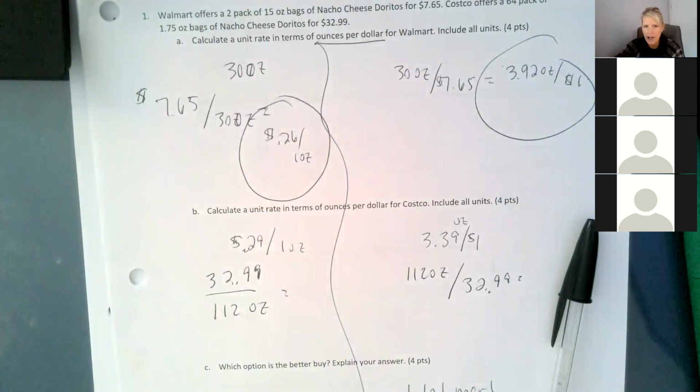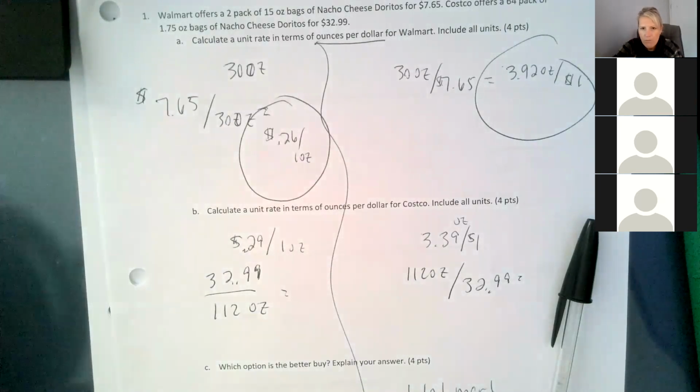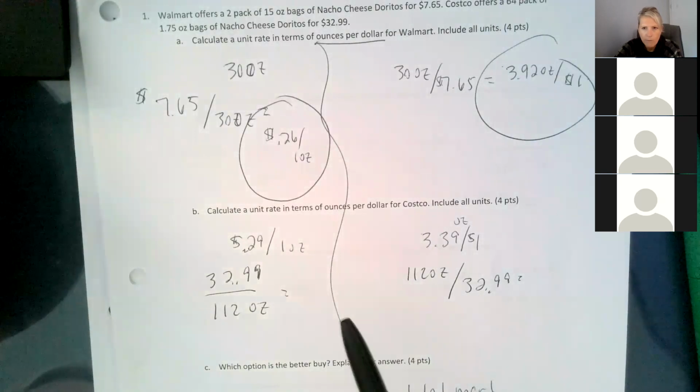Anybody that's live have an idea? How do we decide which one's a better deal? The Walmart one looks better because you're getting more ounces per dollar.